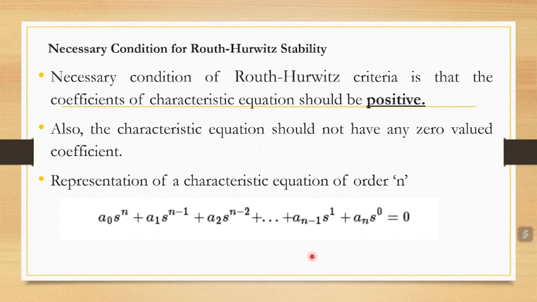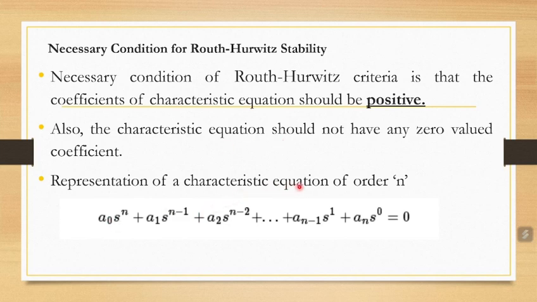Necessary condition for Routh Hurwitz stability. The necessary condition for the Routh Hurwitz criterion is that the coefficients of the characteristic equation should be positive. There shouldn't be any negative values, and also the characteristic equation should not have any zero valued coefficient. All the powers in the characteristic equation must have a non-zero coefficient.